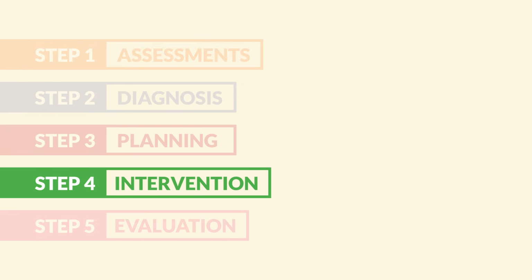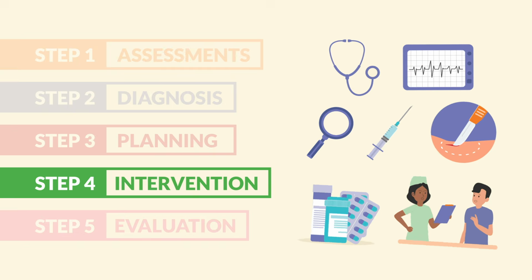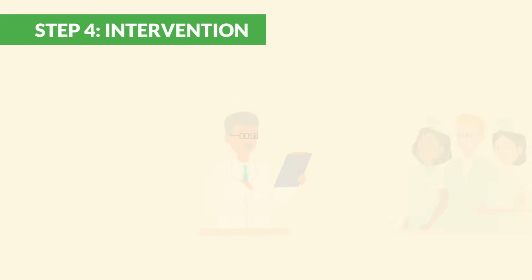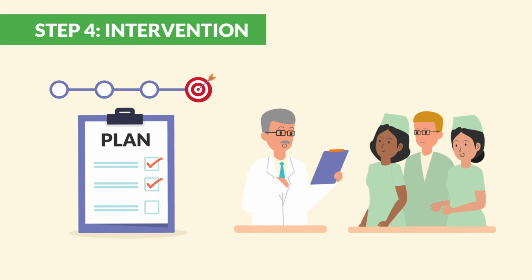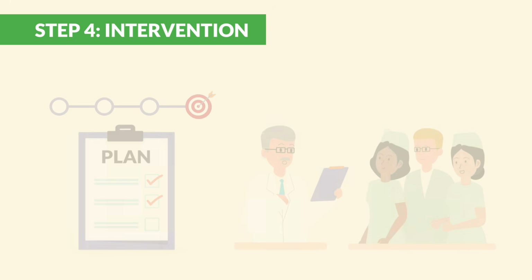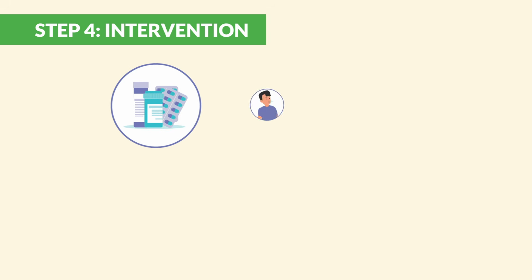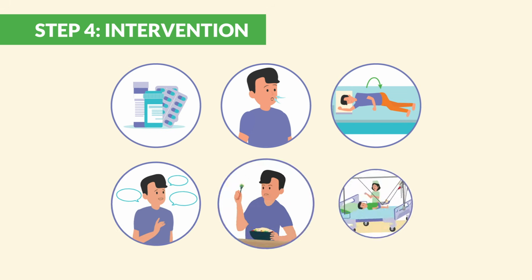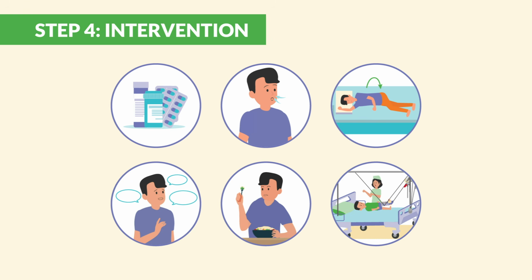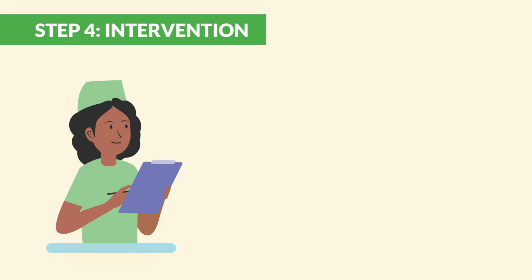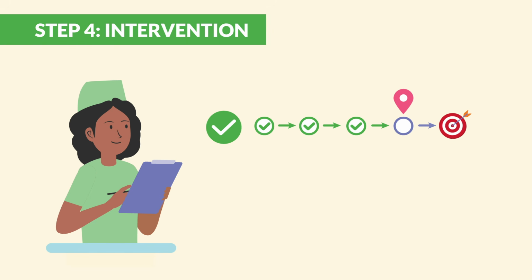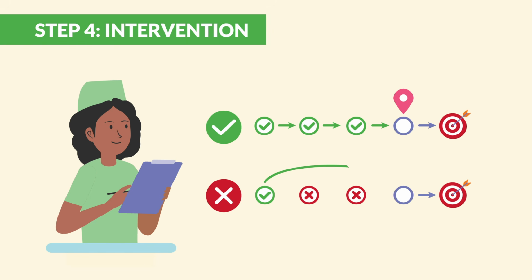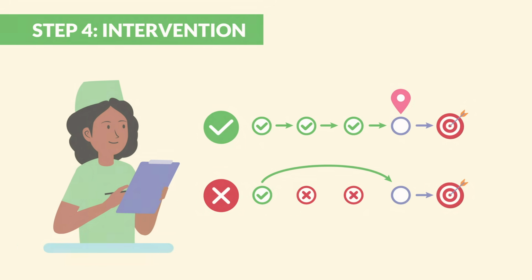Step number 4 is all about intervention. This is time to act. Interventions are nursing actions that you take to achieve the goals. For example, administering medications, teaching breathing techniques, repositioning the patient, even collaborating with other specialties like PT, OT, and SLP. You're implementing your plan, but always base it on the earlier steps. Don't skip straight to action without a foundation.